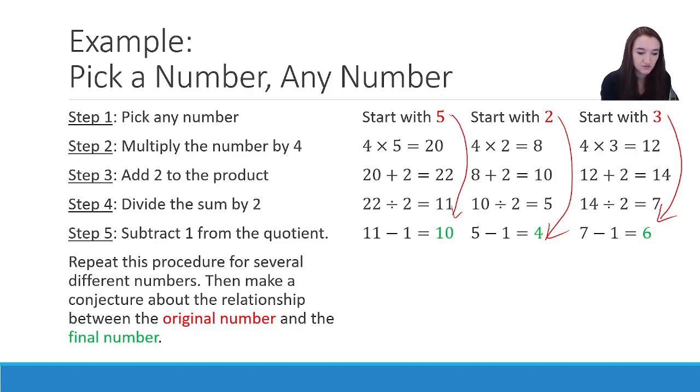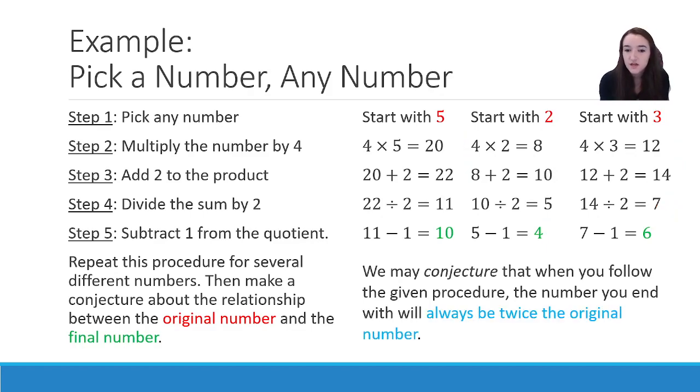5 times 2 is 10. 2 times 2 is 4. 3 times 2 is 6. There's a pattern. I've shown 3 cases where it works. And I'm going to make a conjecture that, given this procedure, you will always be twice the original number.